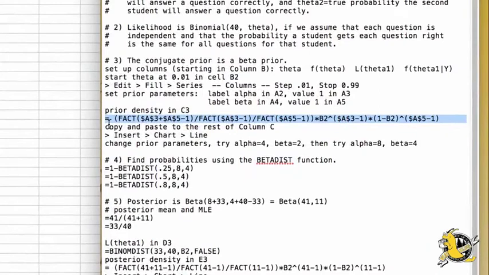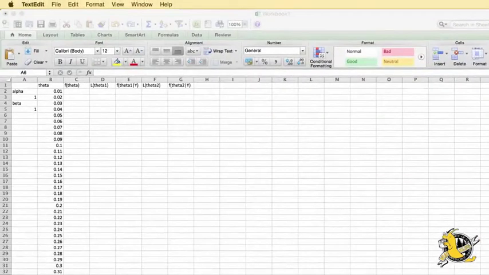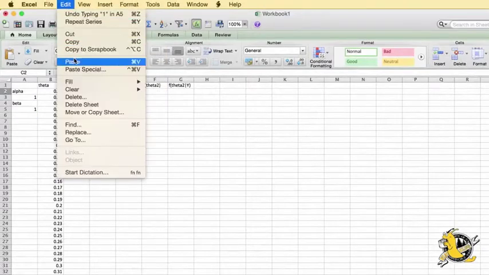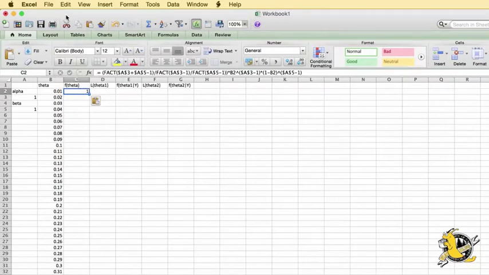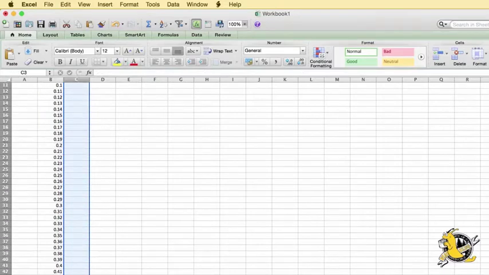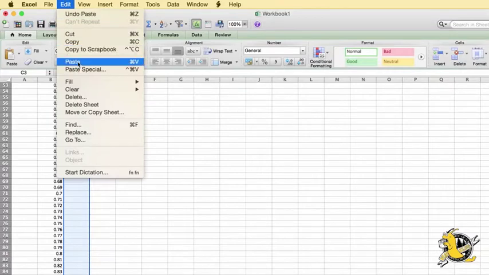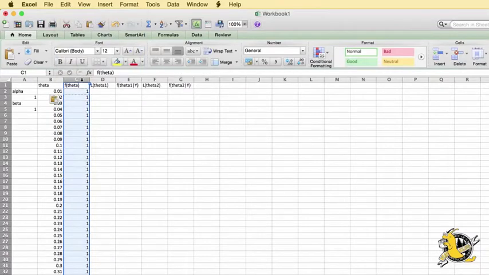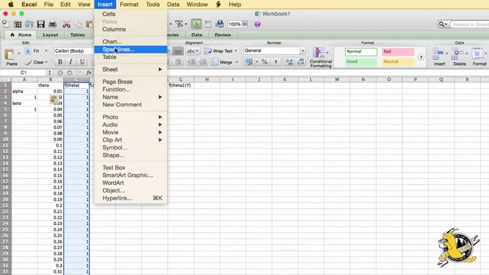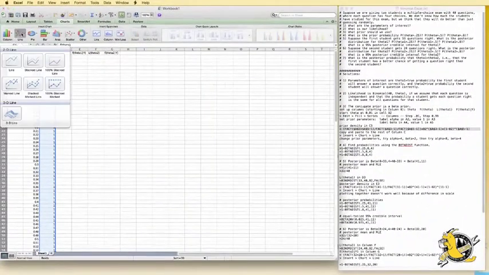There isn't a built-in function in Excel for a beta density, so we'll write this out by hand using the factorial function to get the gamma functions. We'll paste this in to the first cell, and then we'll copy it to the remaining cells. We can now plot this using a line plot.